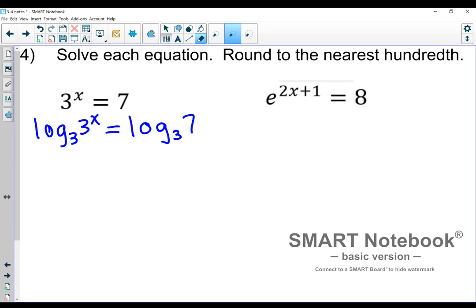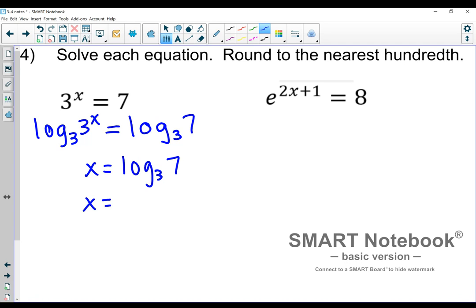So now I have x is equal to log base 3 of 7, which we can't do on a calculator, but we do have that change of base formula that we learned yesterday. So that means log of 7 divided by log 3, or natural log 7 divided by natural log 3. Remember, the ratio would be the same. I just want to pick a log that I can do on my calculator, and this would be 1.77.